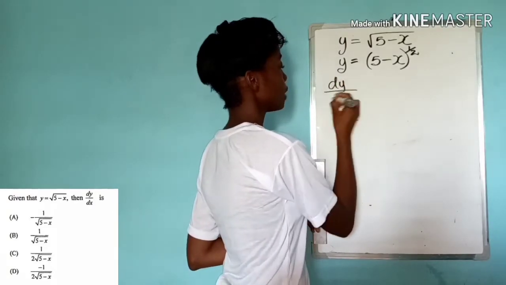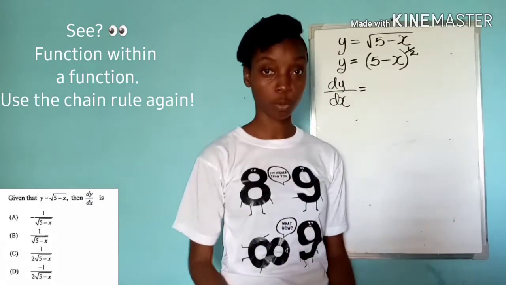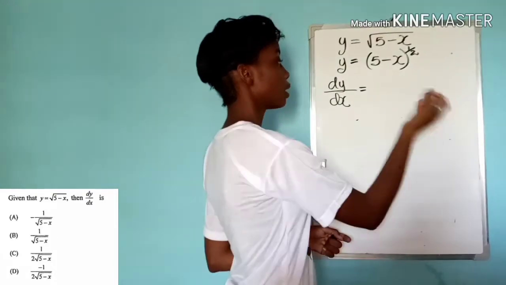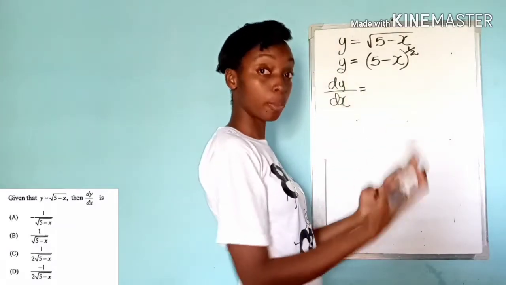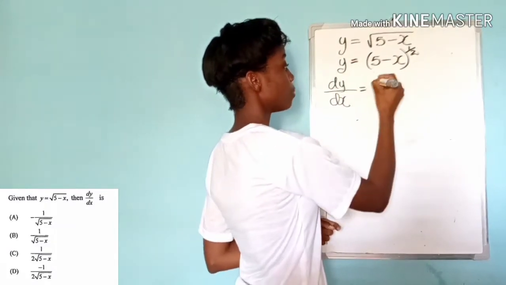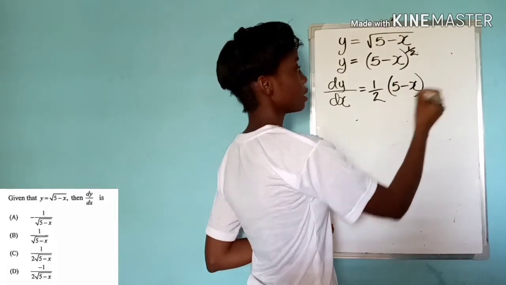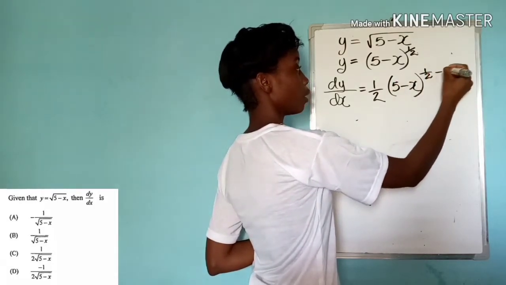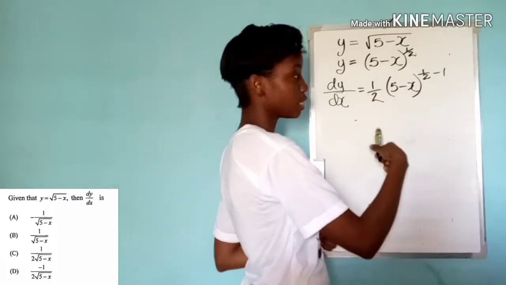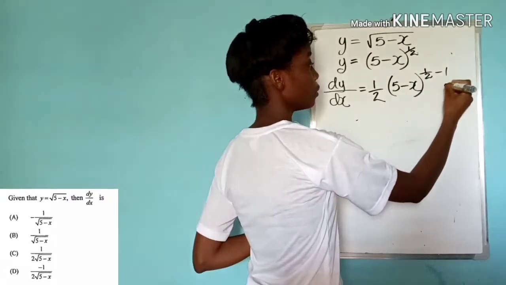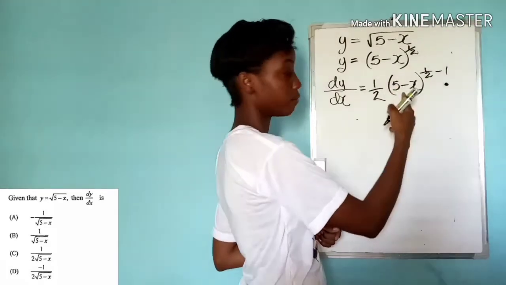We are supposed to find dy by dx. And so we'll be using the chain rule once more. Here we go again. We are starting off by thinking a little bit about our power rule. So we multiply by the original power. This gives us (5 minus x), and then we reduce the power by 1. Then I'm going to look at my function that I have inside this bracket, and I am going to multiply by the derivative of whatever is inside that function.